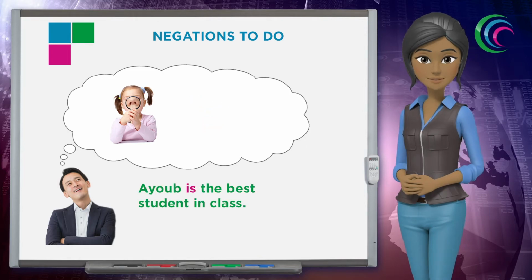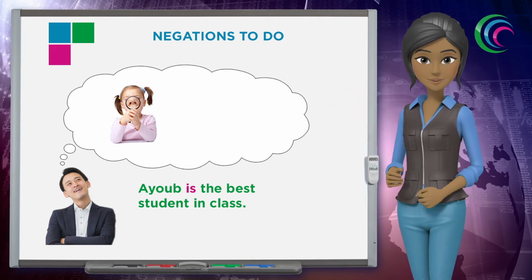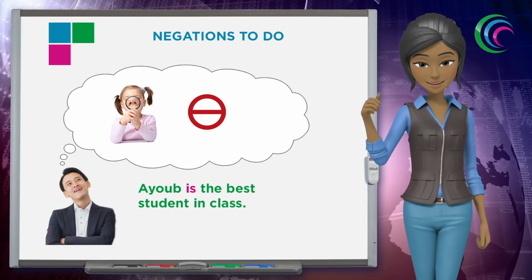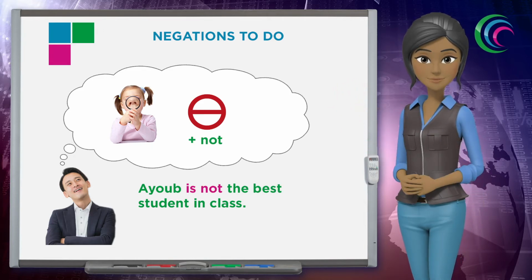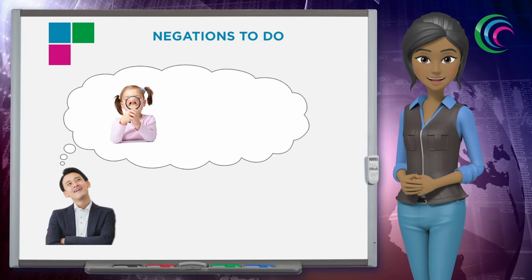Ayub is the best student in class. To turn this into a negation, all we have to do is add not to the verb. Ayub is not the best student in class. In Dutch, this works in the same way.